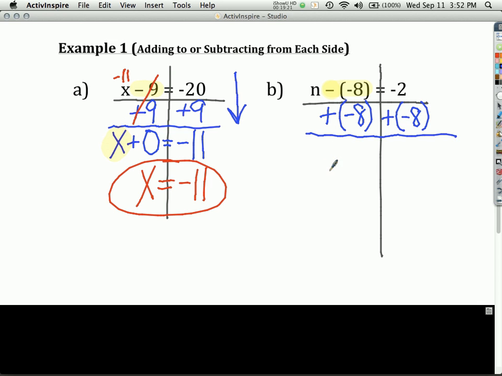N plus nothing is n. These are going to cancel each other out. And now I have negative 2 plus negative 8. What do I get from that? Valerie? Negative 10.